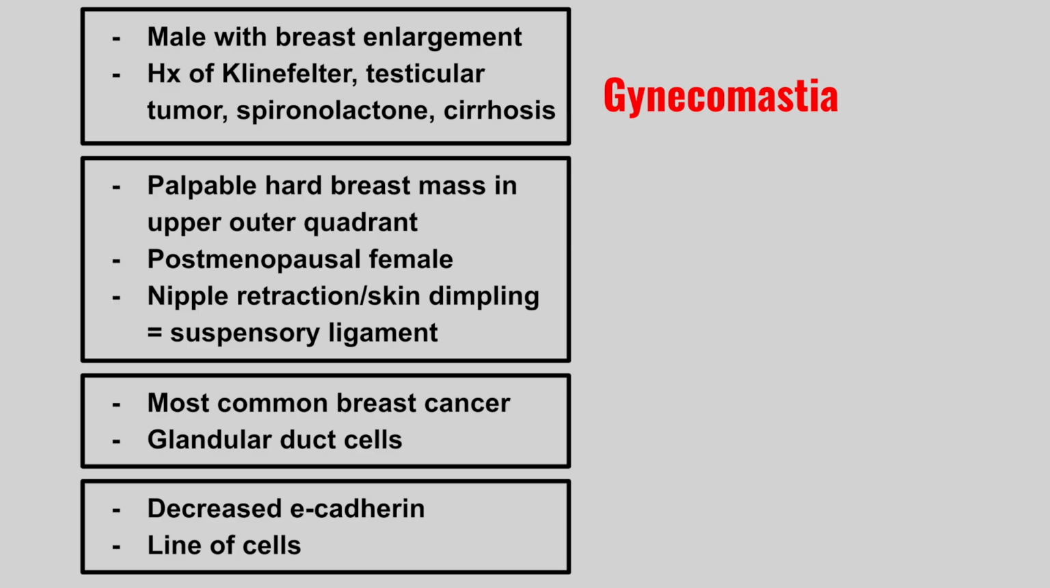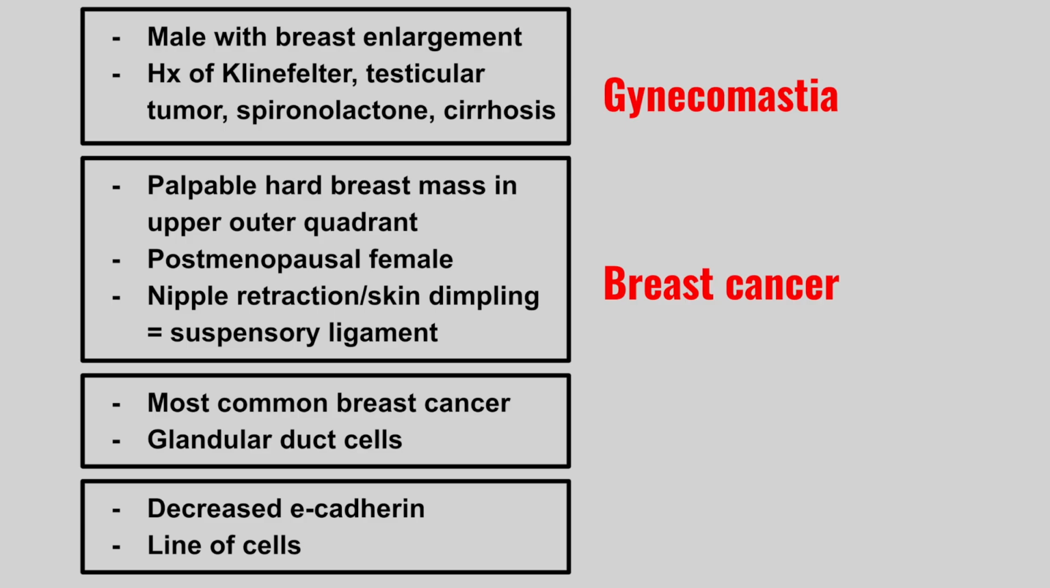Next, we have a patient with palpable hard breast mass in the upper outer quadrant of the breast, usually a postmenopausal female, and we see nipple retraction and skin dimpling due to suspensory ligament involvement. This is breast cancer. The next two are going to be types of breast cancers.